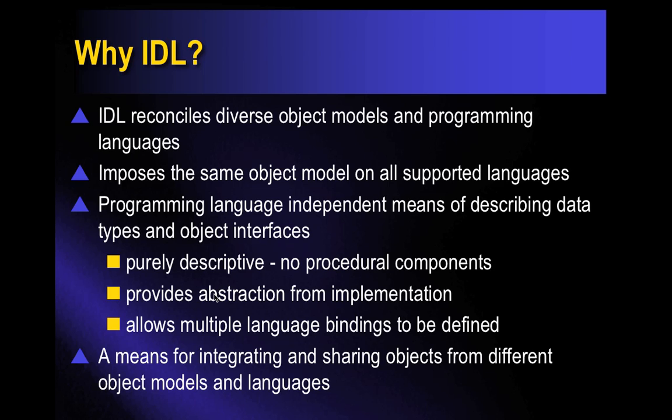It actually works with a lot of different interfaces and different object types. It imposes the same object model on supported languages, if the language is supported. Programming language independent means describing data types and object interfaces from different languages, though right now it's really just used with Java, so we don't have that much flexibility. Purely descriptive, no procedural components, provides abstraction from the implementation, allows multiple language bindings to be defined, and means for integrating and sharing objects from different object models and languages.